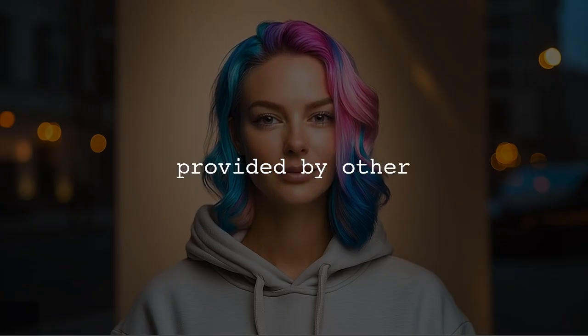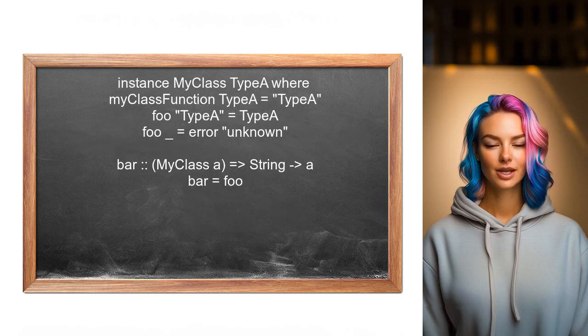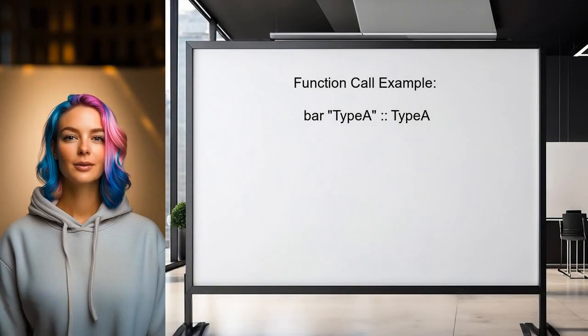Now let's look at the answers provided by other users. This user suggests that the issue arises because the type variable A is expected to be any type, but the function returns a specific type, type A. They propose a solution using existential quantification or by extending the class to include a new function, foo, which maps a string to the specific type. When calling the bar function with the string type A, it will correctly return the type A instance.